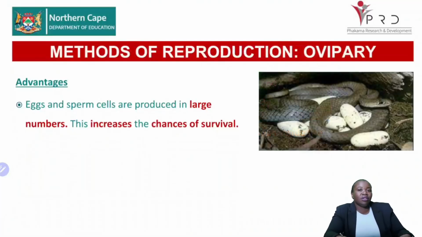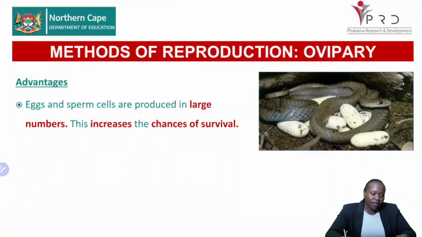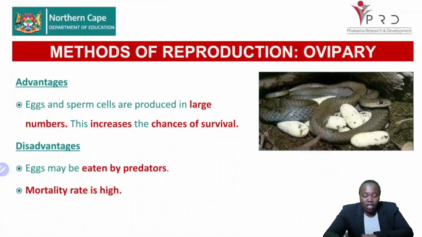Right, now let's have a look at the advantages of these methods as well as the disadvantages. With oviparity, the advantage is that the egg and the sperm cells are produced in large numbers, which increases the chances of survival, as we have discussed. When development or fertilization is outside the mother's body, it means that we need a large number of sperm cells and egg cells in order to help increase the chances of fertilization and the chances of survival.